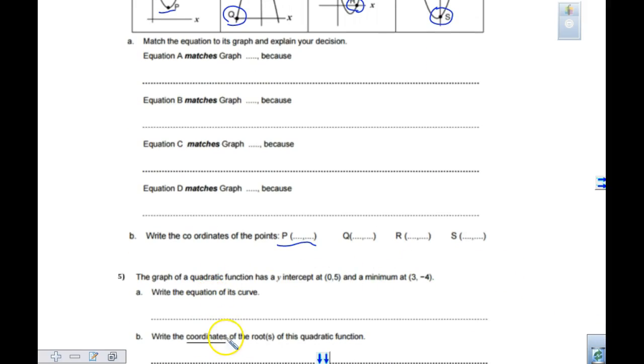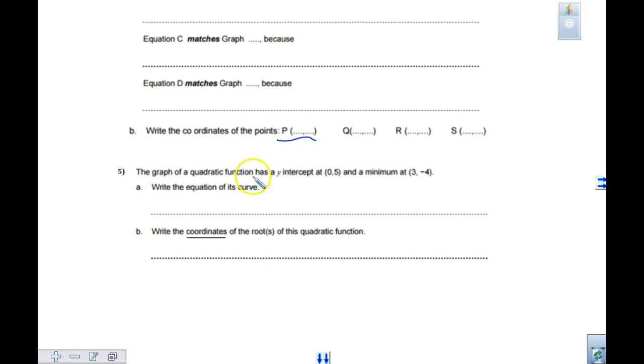And then in question 5, it asks you, the graph of the quadratic has a y-intercept of (0, 5). It has a minimum of (3, -4). Write the equation. So keeping in mind what you know about it, I will take it in whichever form you'd like to write it. And then B says, write coordinates or roots of that quadratic function. So when you are looking at the quadratic equation that you had up here, I now need to know what your 2 roots are.